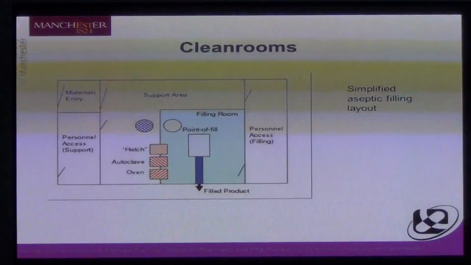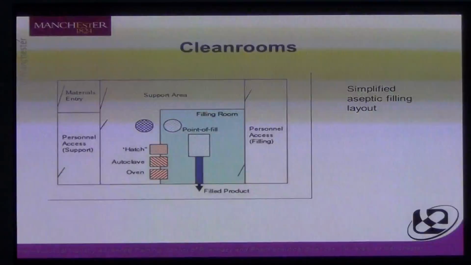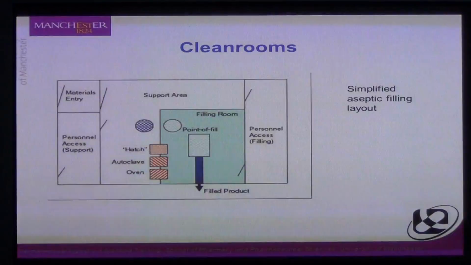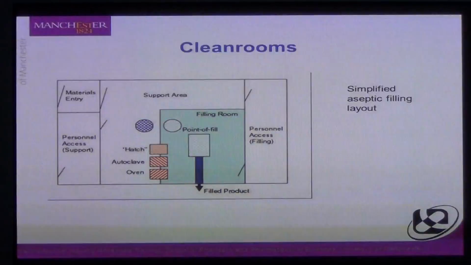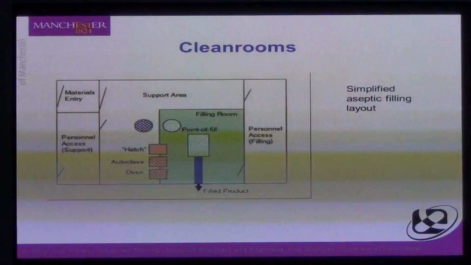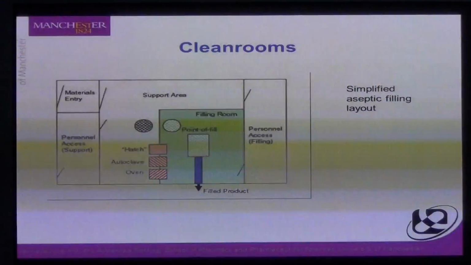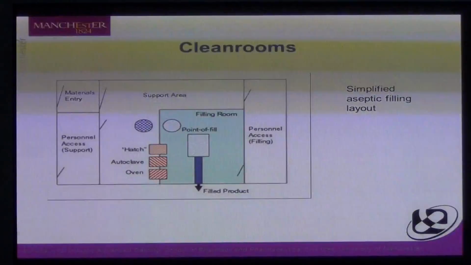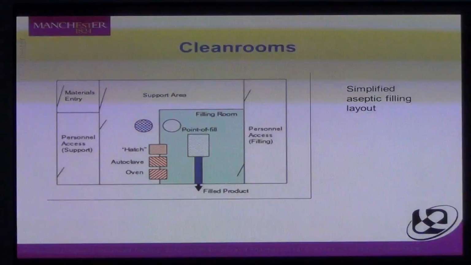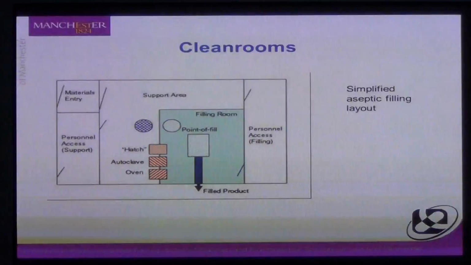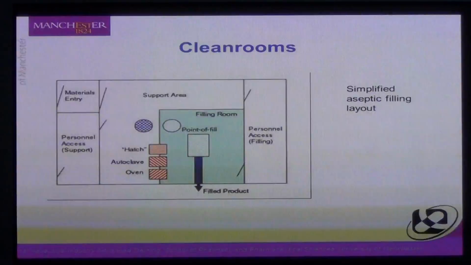So we have a picture on the screen here which is looking at clean rooms, and it's a simplified diagram of an aseptic filling area. If you start off on the left hand side where it says materials entry, beneath that is personnel entry. So you have the people coming in one way, materials coming in the other way. They're then transported into the support area, and they will then enter into the green shaded area through either hatches for transferring in materials, directly by autoclaving or through hot air ovens.